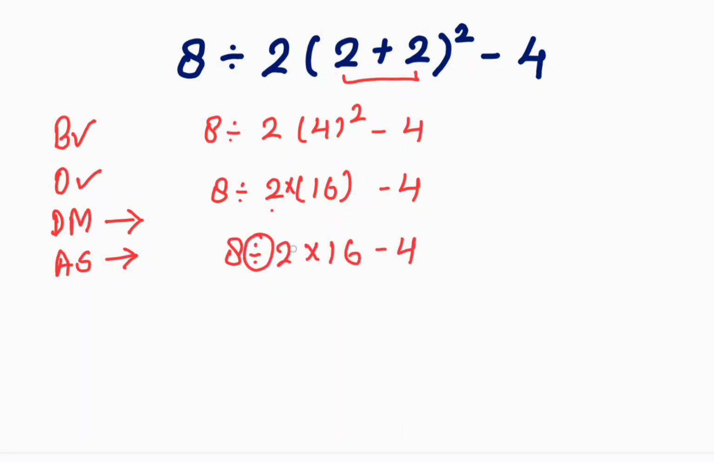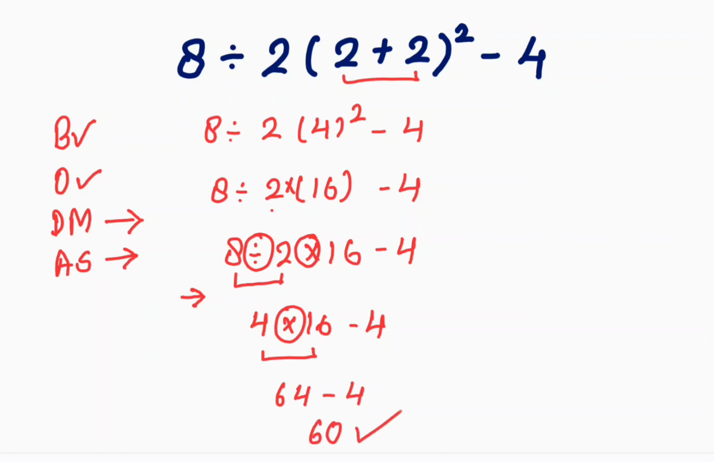Now we have both division and multiplication, so solve it from left to right. 8 divided by 2 becomes 4 into 16 minus 4. Next solve for multiplication. This becomes 64 minus 4. Now we get our correct answer as 60.